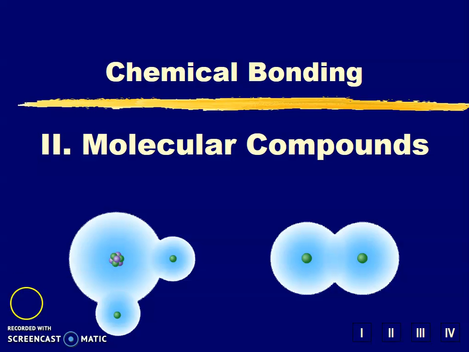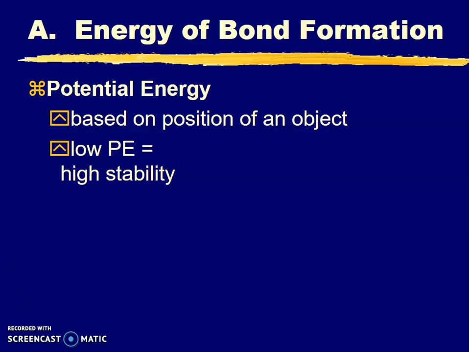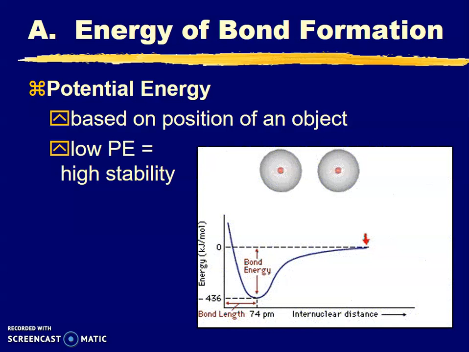So let's start by talking about bonding energy. Okay, so potential energy, remember, is the energy stored within a compound. It's the potential to release that energy. It's stored in it. This is going to be based on the position of an object, and low potential energy for a compound means high stability. So if there's very low potential energy, that's a very stable molecule. Okay, so let's take a closer look at this bond energy graph.